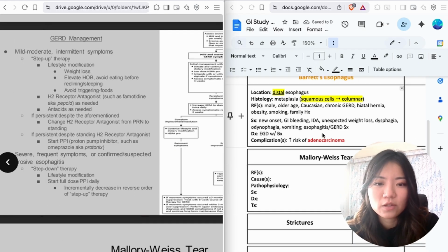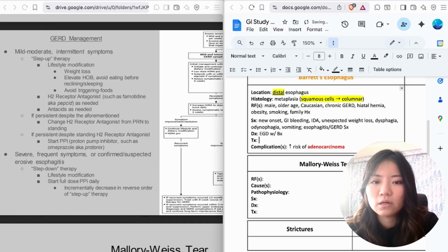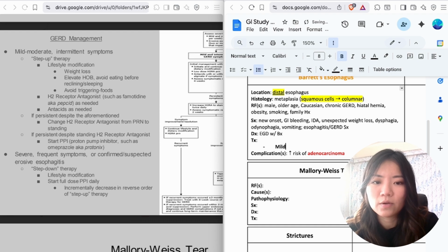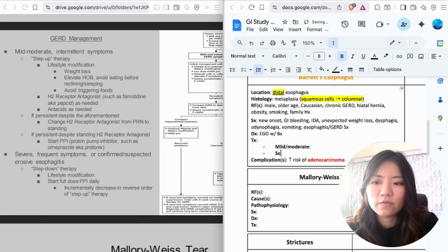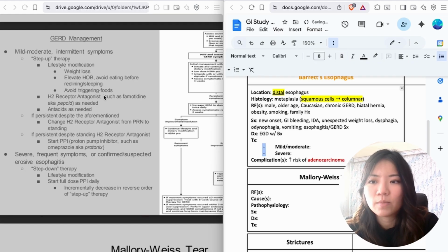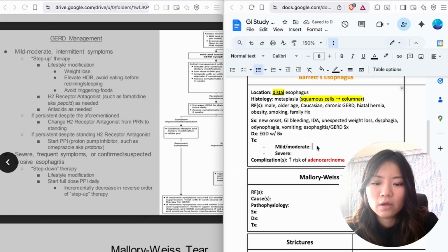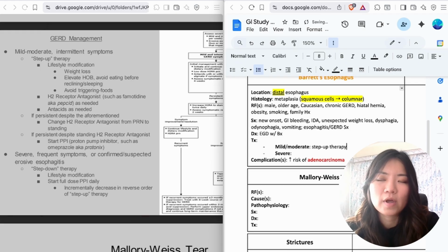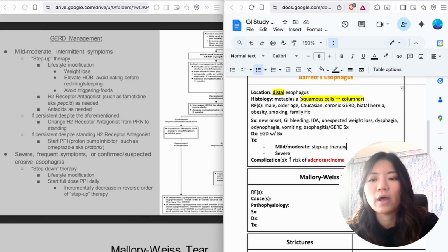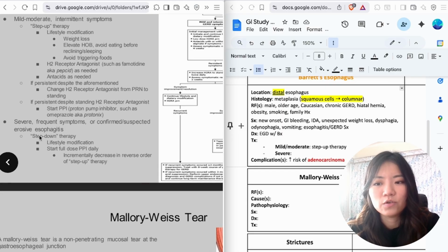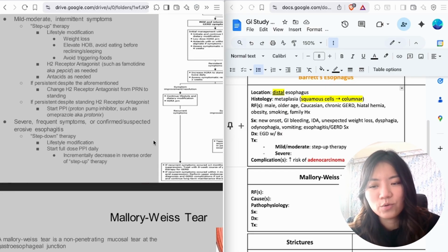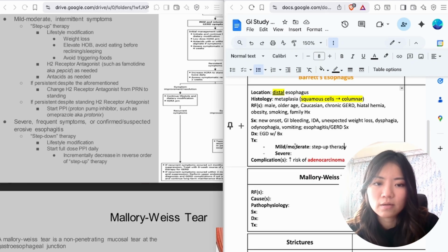And management. So treatment. There are kind of two tiers to this: mild, moderate, and the severe symptoms. Mild, moderate is step up therapy, which is where you go from the less strong medications, and if those don't work, you work your way up. Versus severe, you do the opposite. So step down: you start at the big guns, and then if you seem like you're getting better, you slowly start to step down and use less intense medications.